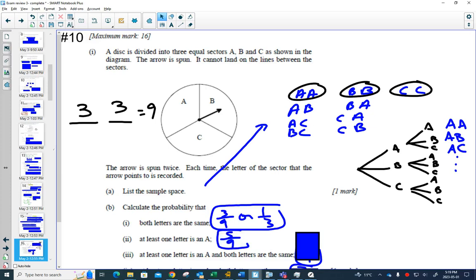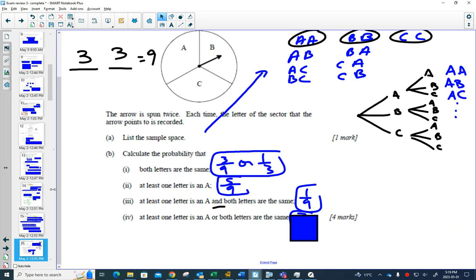Okay? At least 1 letter is an A. The nice thing about listing them is now you can just count. How many have at least 1 A? 5 out of the 9. At least 1 letter is an A, and both letters are the same. But that word "and" here, can you see that the only one that has at least 1 A and both letters the same is the AA, making it 1 in 9.